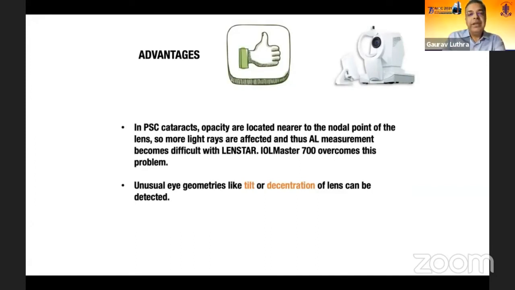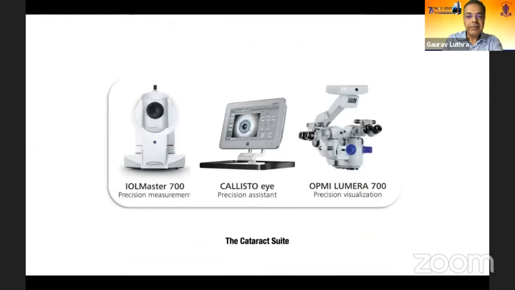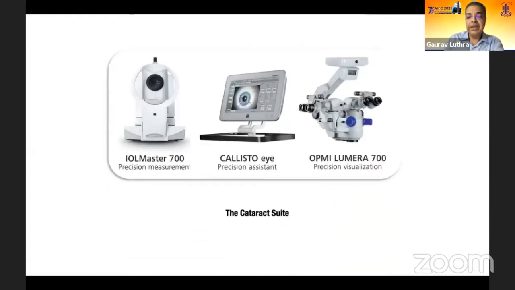I think it can go through posterior subcapsular cataracts, which are closer to the nodal point of the lens, and tilt and decentration of the lens can be detected. It also comes integrated with the Callisto and the microscope, so you can have total markerless surgery, and it really makes a lot of difference to your integration of surgeries when you're doing toric IOLs.